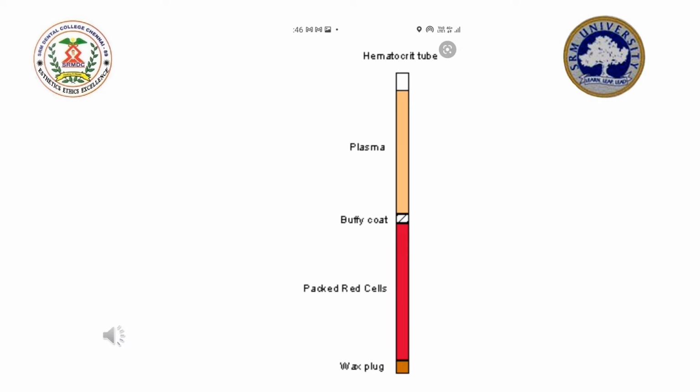Now, there are various conditions which are associated with the packed cell volume values. Once the packed cell volume has been determined, we can calculate the red cell indices, namely the mean corpuscular volume and the mean corpuscular hemoglobin concentration. Coming to the normal values, in males it is around 40 to 50%. In females, the normal values are between 35% to 45%. In a small infant, the packed cell volume is around 45 to 70%.